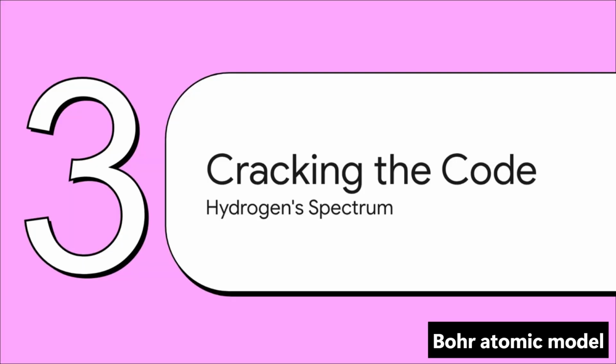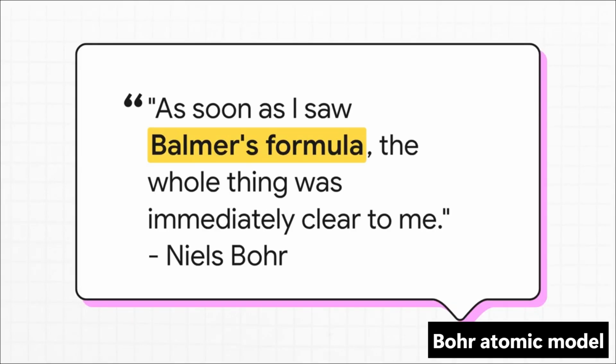You see, for decades, scientists had been totally stumped by the light that hydrogen gas gives off. When you heat it up, it doesn't just glow with a nice, continuous rainbow of color. Nope, it emits light only at these very specific, sharp lines of color. It was like a barcode for hydrogen, and nobody could explain why. And this is where he had his aha moment.